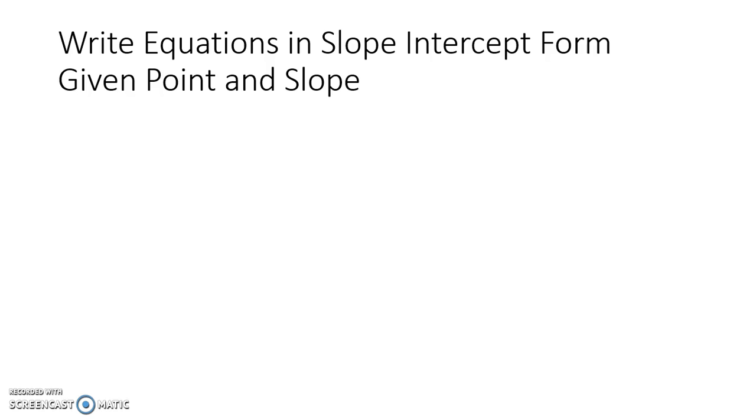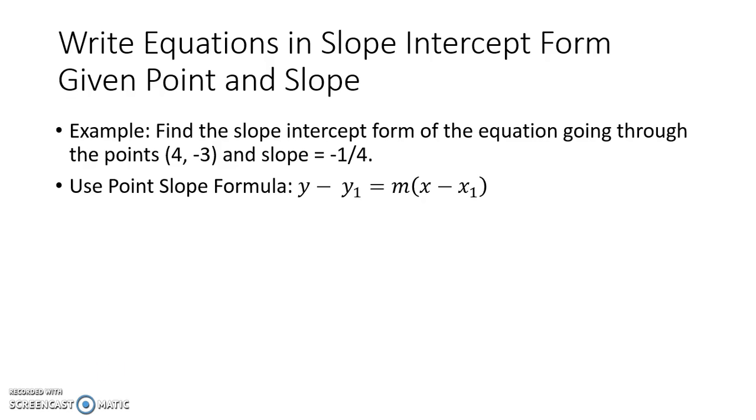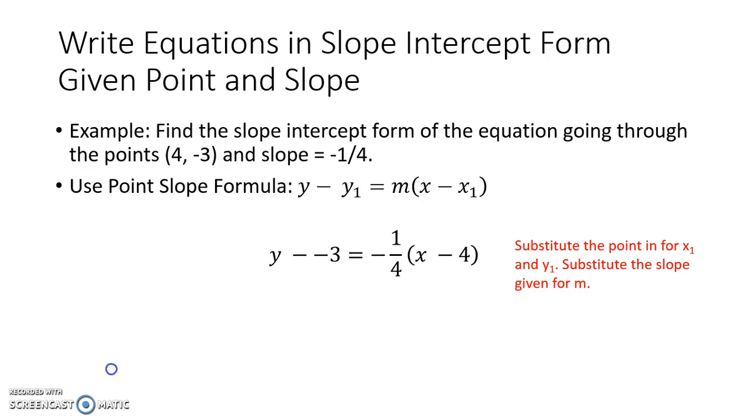So if I want to write equations in slope-intercept form given a point and a slope, okay, the example here is find the slope-intercept form of the equation going through the point 4, negative 3, and a slope of negative 1/4. I want to use the point-slope formula. I'm going to substitute the point in for x1, y1. So this becomes y minus a negative 3 equals negative 1/4 times x minus 4.